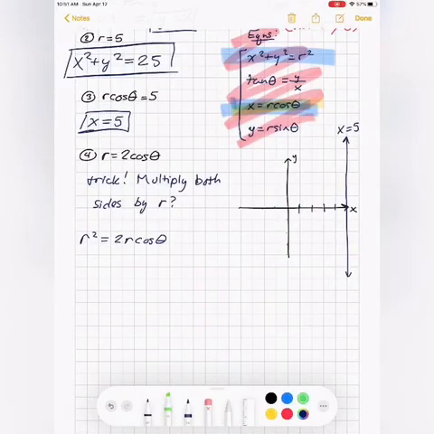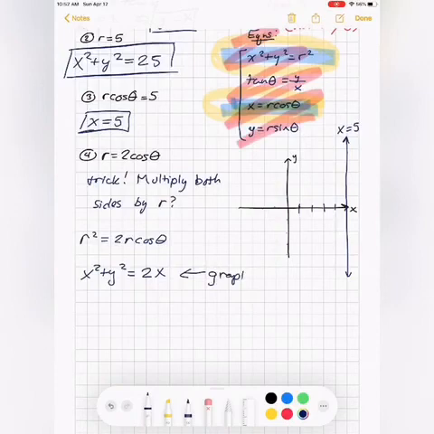Okay, well, let's see. So what can I use then? I can use equation 1. Oh, and equation 3. So wouldn't this be x squared plus y squared? And wouldn't this be 2x? Because r cosine theta is x. Okay, so now I've achieved my goal as far as getting rid of r and theta and getting x and y instead.